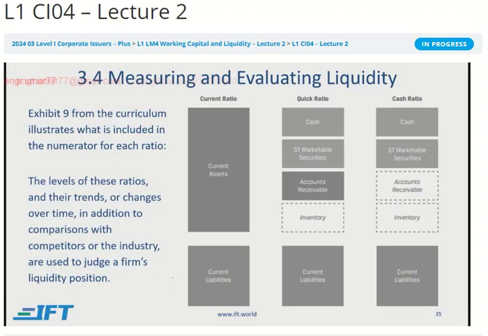And this exhibit from the curriculum shows in a graphical manner that your current ratio is all of your current assets over current liabilities, but your quick ratio gets rid of the inventory, and your cash ratio gets rid of the inventory and the accounts receivable.